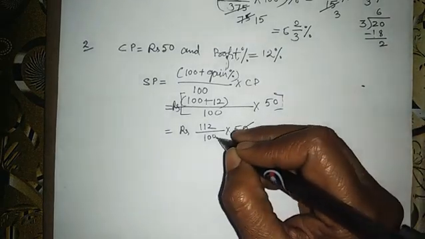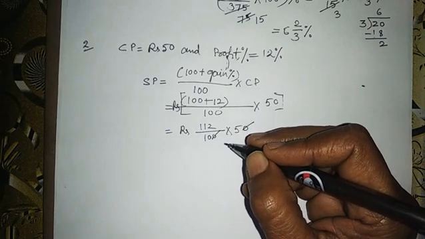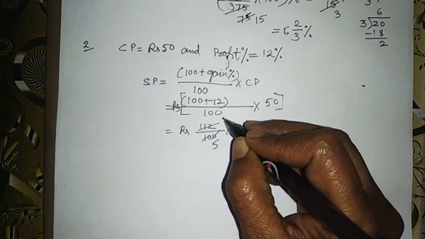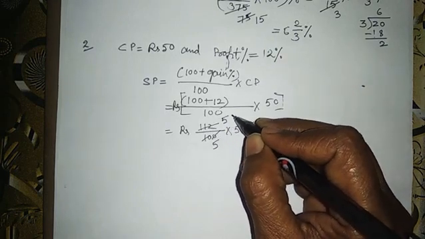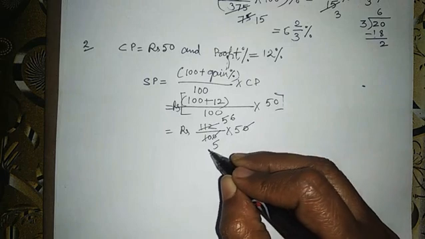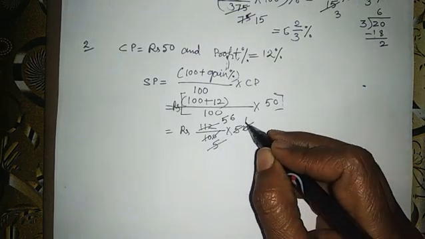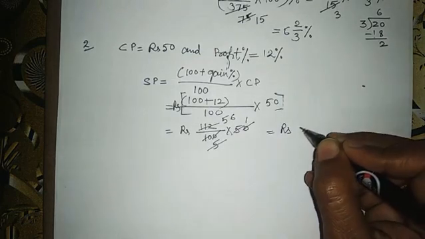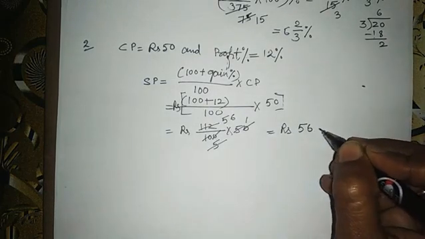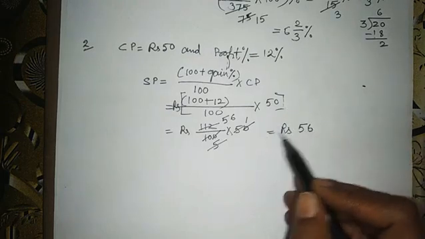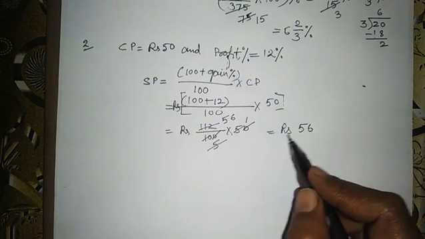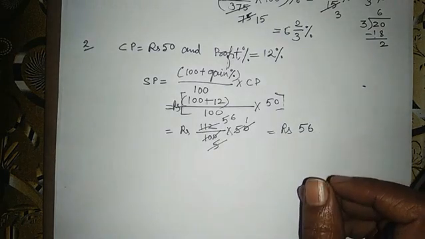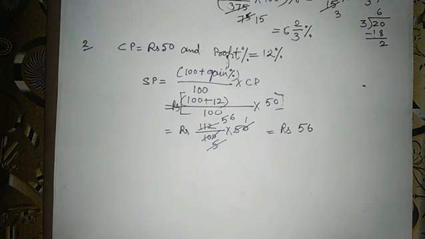Now this 0 and this 0 we can cut, and here 2 fives are 10 and 2 fives are 10. And 2 sixes are 12, and this 5 and this 5 also we can reduce, 1 will come. Now 56 into 1, here we will get rupees 56. So here the selling price is rupees 56 for the item. Okay, now let's see question number 3.